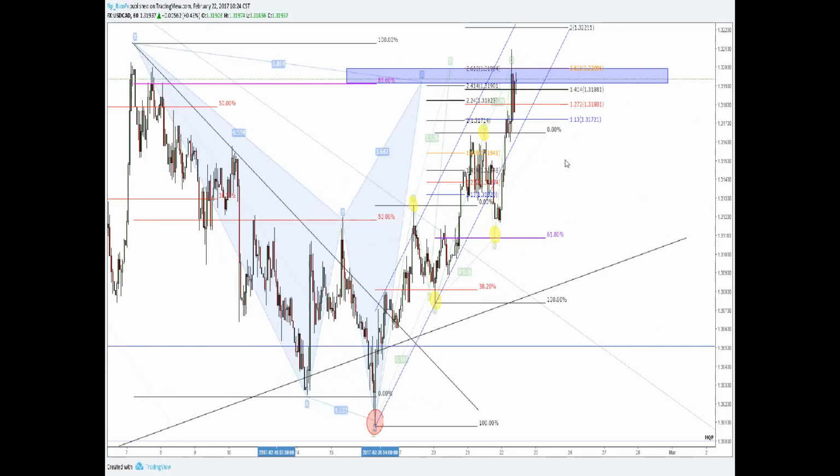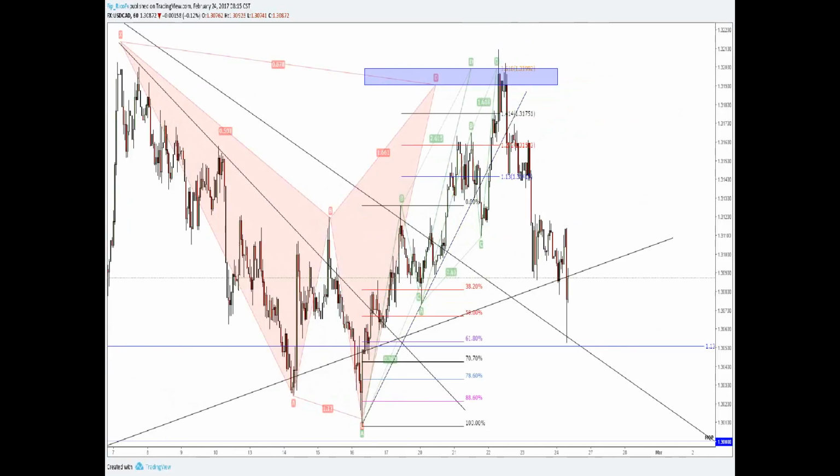Okay, so let's see what happened afterwards. There you go. Price dropped off beautifully. Entries were right in the box. That's the aggressive entry. The conservative entry would have been when you see that big bearish candle right there, that reversed off the zone. When you see that big reversal candle, right? That's when you can start looking to short.